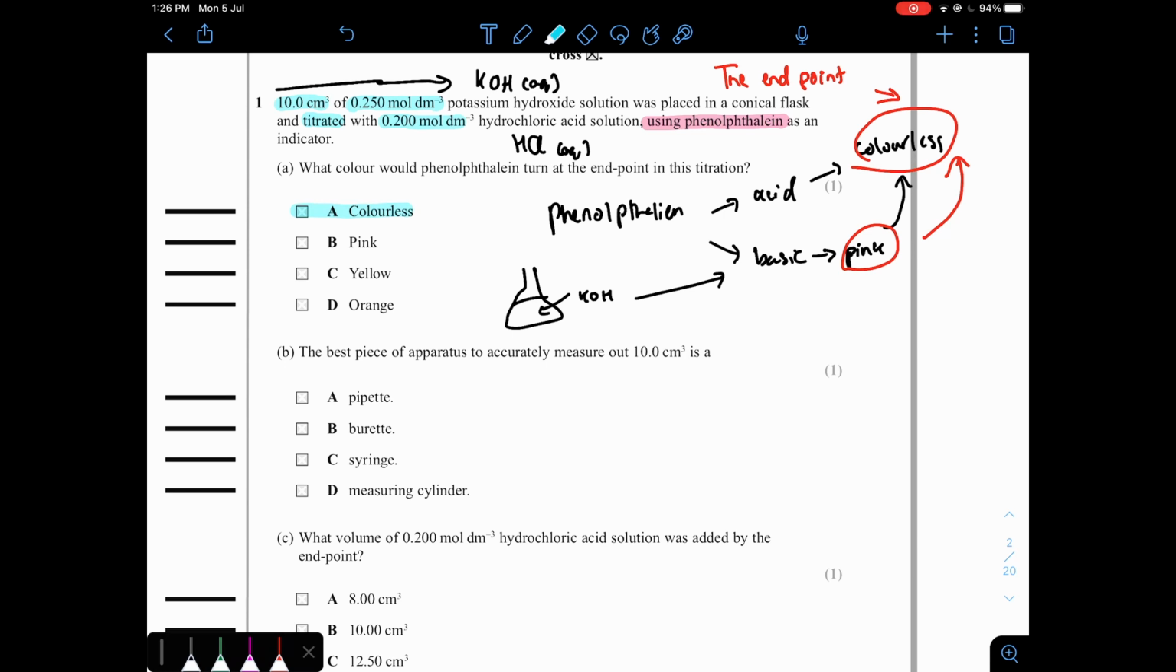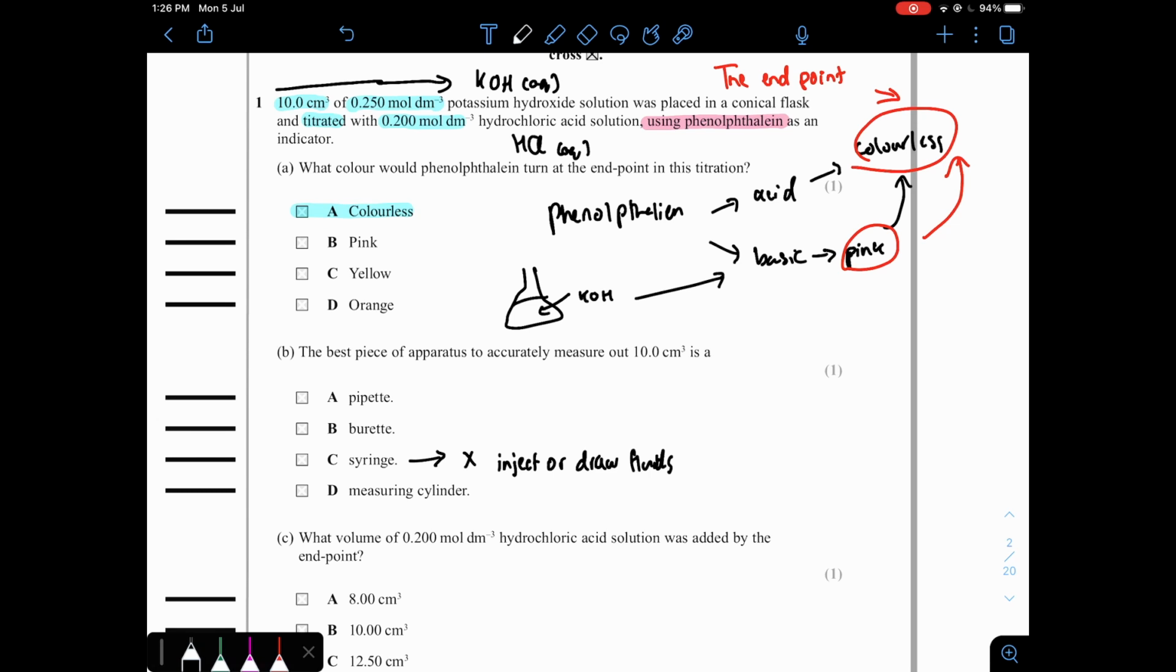Alright, part B. The best piece of apparatus to accurately measure out 10 cm³ is A. So we have the options pipette, burette, syringe, and measuring cylinder. Right off the bat, we should know that a syringe is not usually used to measure liquids, so it's out of the equation, because it's usually used to inject or draw fluids. All right, what about pipette, burette, and measuring cylinder?